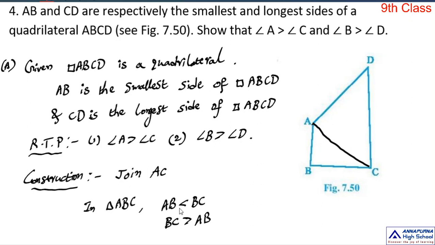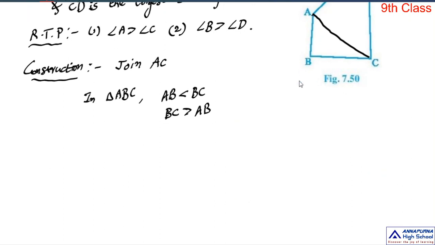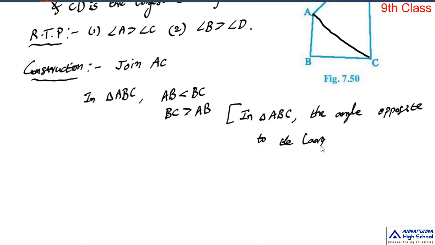Now applying one important property in triangle ABC: the angle opposite to the larger side is larger. In triangle ABC, the angle opposite to the larger side is larger. So the angle opposite to side BC.